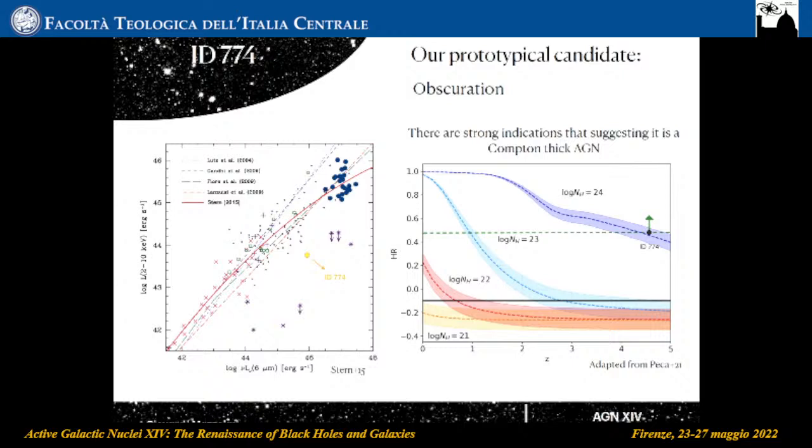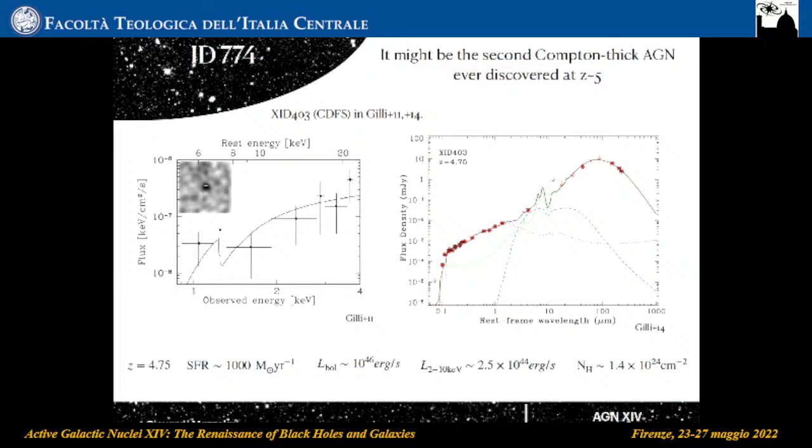Moreover, taking the relation between the X-ray luminosity and the mid-infrared luminosity, our source is placed below the linear relation that characterizes unobscured AGNs. And its place is located in a region where other Compton thick AGNs are located, namely the purple asterisks. So if nature and redshift will be confirmed, this might be the second Compton thick AGN ever discovered at redshift 5, after the one studied by Ji Li in these two papers in the Chandra Deep Field South.